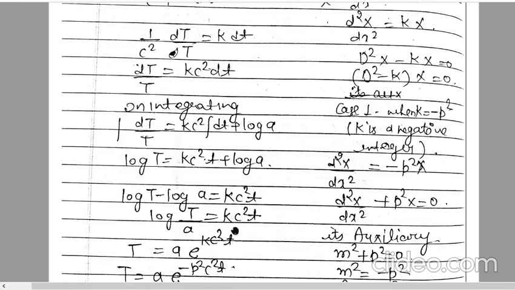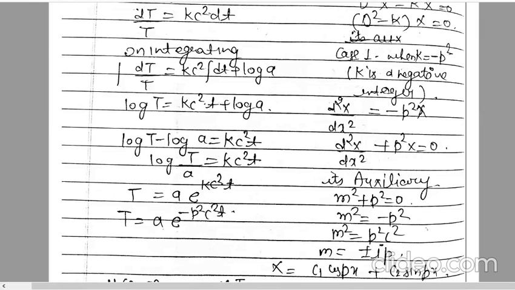So log(T/a) is equal to kc²t. Log a is your integrating constant, right? Now T is equal to a into e to the power kc²t. When the log is removed from here, it converts into an exponential form. So T is equal to a into e to the power minus p²c²t, right? So this is your calculation for the time.